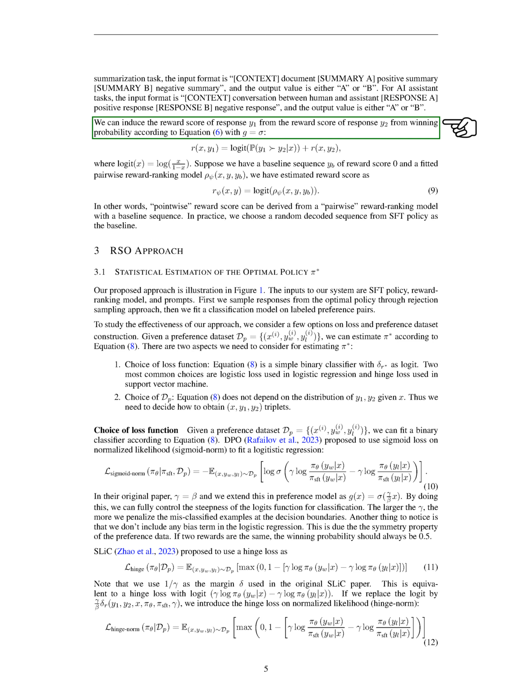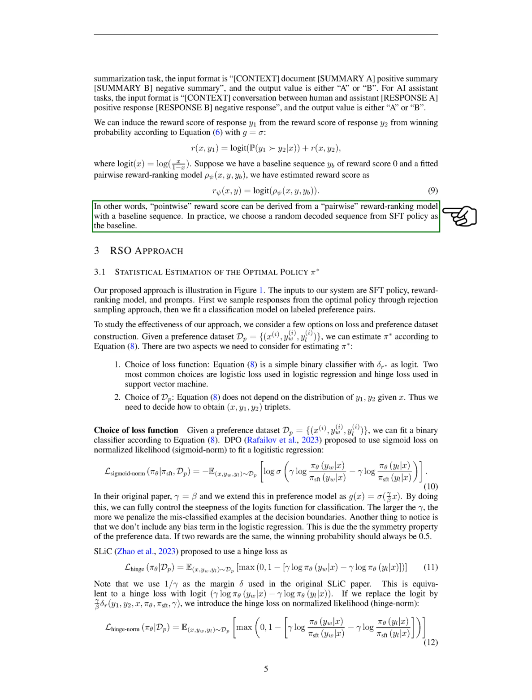We can derive the reward score of one response from the reward score of another response based on the winning probability. If we have a baseline sequence with a reward score of 0 and a fitted pairwise reward ranking model, we can estimate the reward score. In other words, we can derive a pointwise reward score from a pairwise reward ranking model with a baseline sequence. In practice, we choose a random decoded sequence from the SFT policy as the baseline.